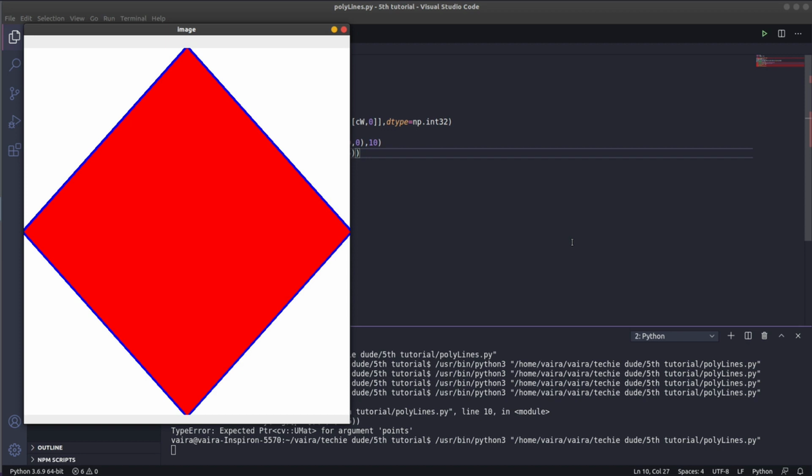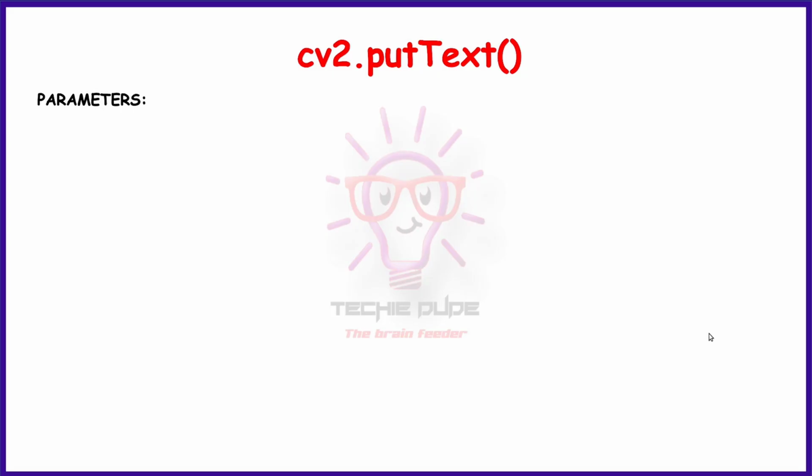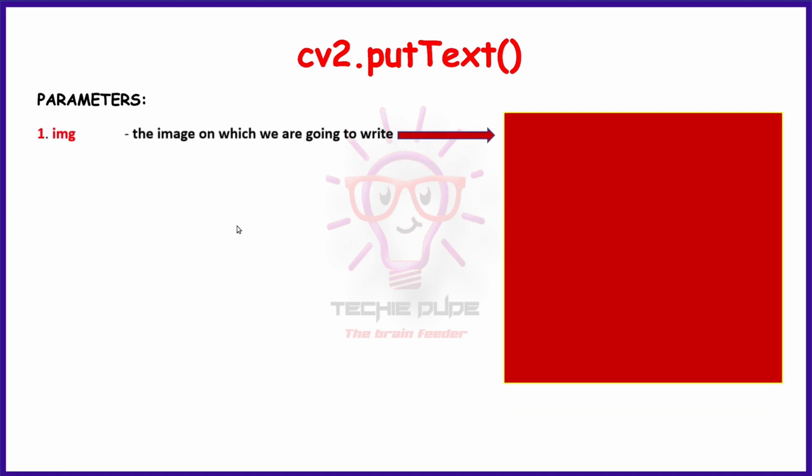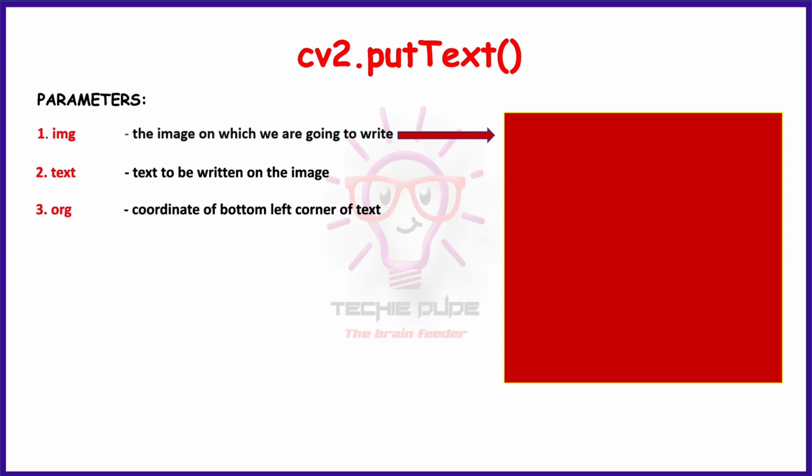Now let's look into the cv2.putText function. Now let's look into the parameters of cv2.putText. The first parameter is as usual the image, and the second parameter which we must pass is the text. The text is nothing but a string which we are going to write on the image. The third parameter is the origin. Origin is nothing but the bottom left coordinate of the text which we are going to write. For example, if I am going to write techidude on my image, and my starting letter is T, I have to pass in the bottom left coordinate of where the T should start. So that's what we have to mention in the origin parameter.